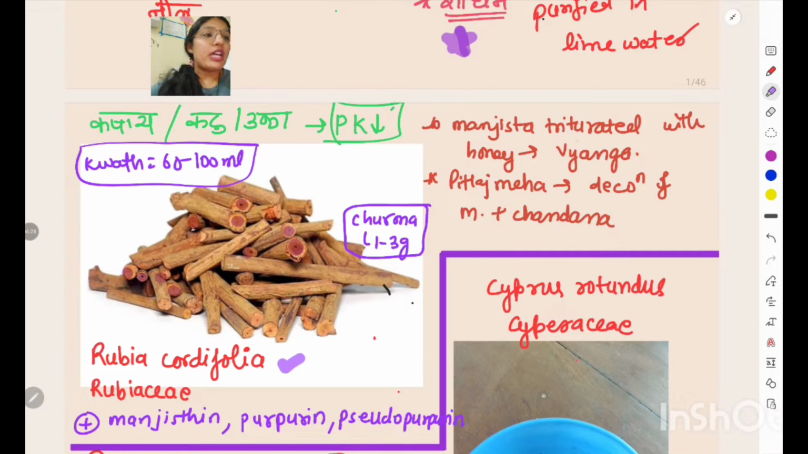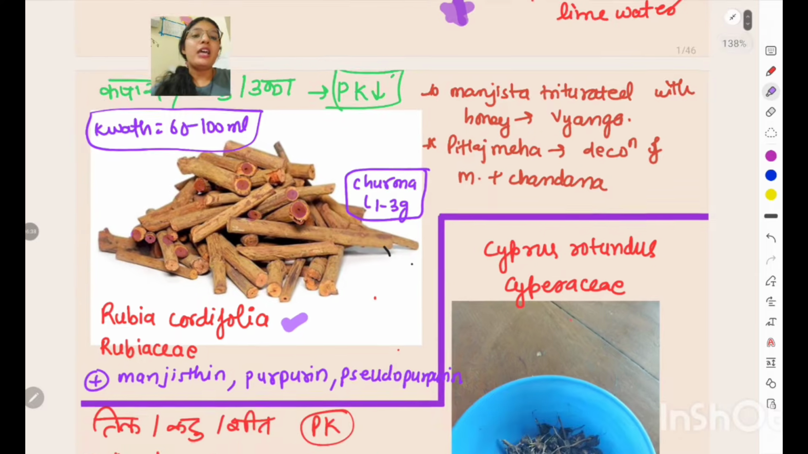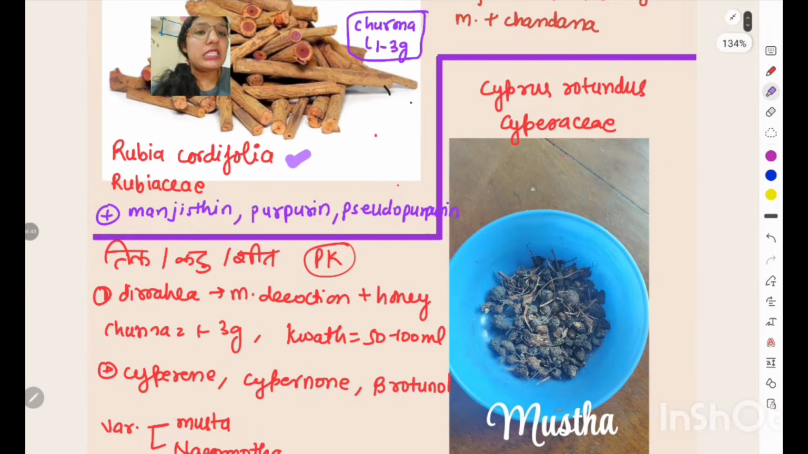Manjishta you have to triturate with honey and can use for Vyanga, that is freckles on the face, and it is also useful in Pittaja Meha, decoction of Manjishta with Chandana. Important phytochemicals are manjistin, purpurin and pseudopurpurin.